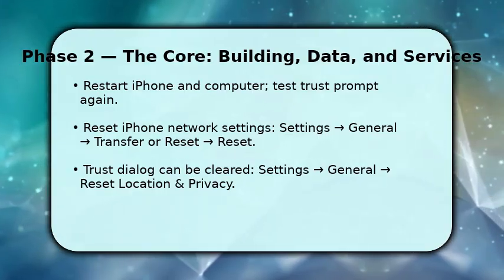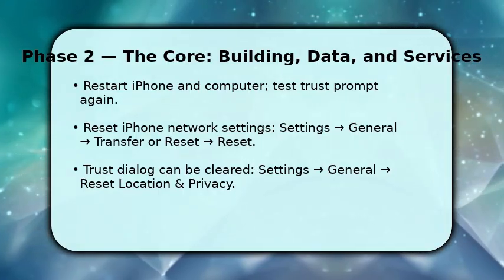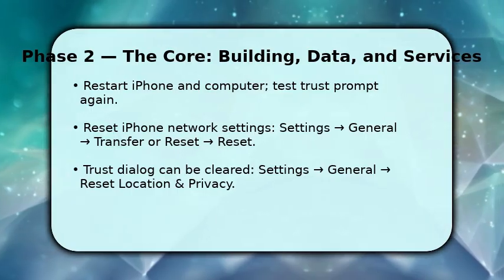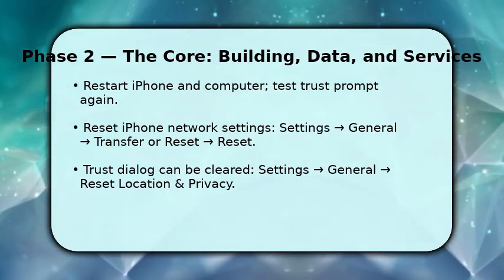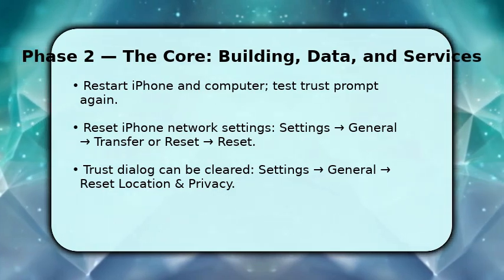Go to Settings, General, Transfer or Reset, and choose Reset Location and Privacy. Once done, reconnect and watch the screen closely for the Trust dialog. Tap Trust and enter your passcode to confirm the new pairing.